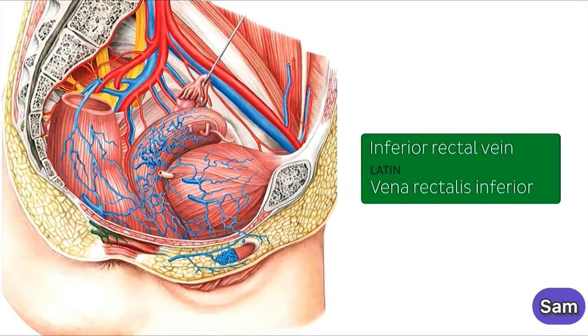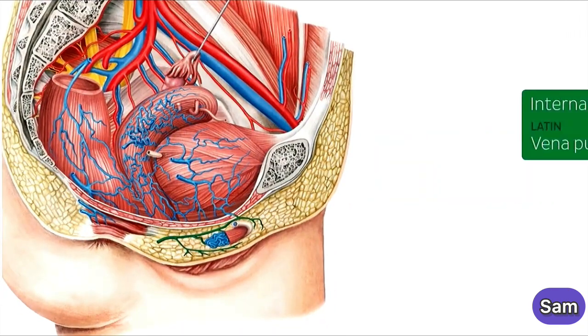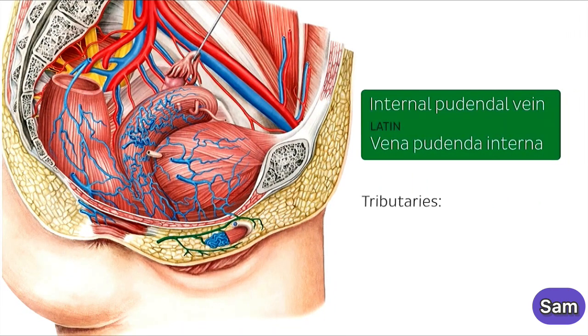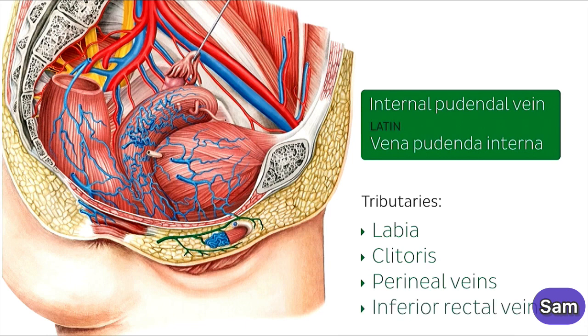The left and right internal pudendal veins receive tributaries from the labia, clitoris, the perineal veins, and the inferior rectal veins. They follow the course of the internal pudendal arteries in the lateral wall of the ischioanal fossa, escaping the female pelvis through the infrapiriform foramen. It then drains into the internal iliac veins.